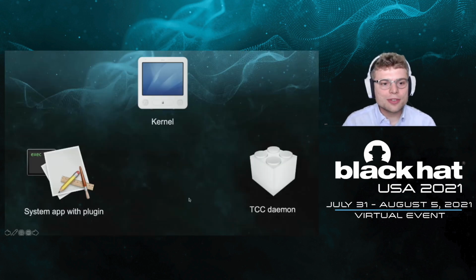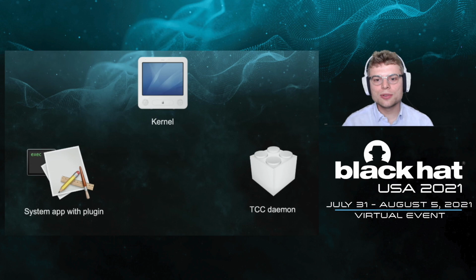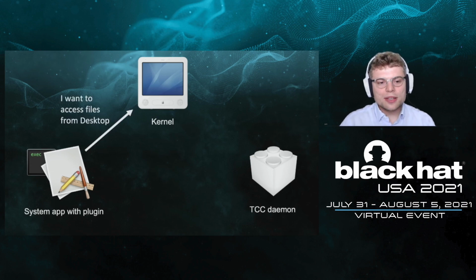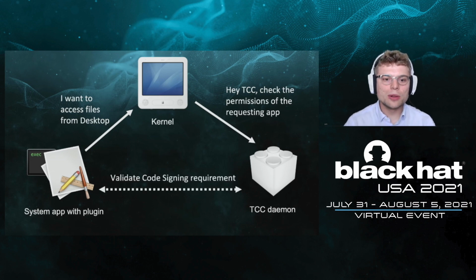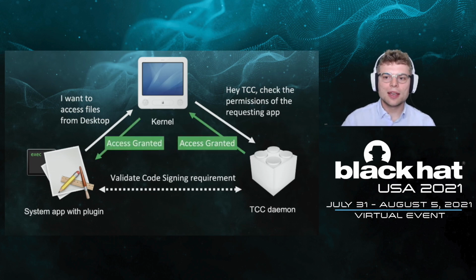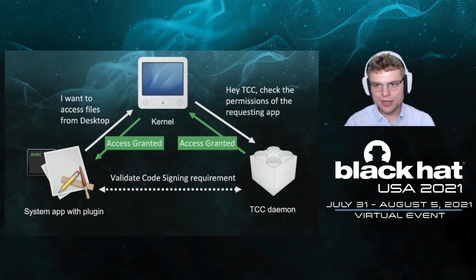So we have three actors here: the system application with private TCC permissions that contains plugins, the kernel, and the user space TCC daemon. So whenever the system application wants to access the files from the desktop, under the hood, the kernel will be asked if the permission could be granted. So the kernel will delegate this decision to the TCC daemon, the user space TCC daemon. And this daemon will verify the code signing requirement that you saw in the SQLite3 database of the main executable in order to verify if the permission has been granted or not. If it was, the access is granted, and yeah, our application can access the files from desktop.